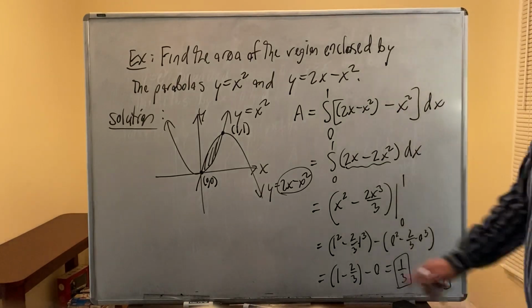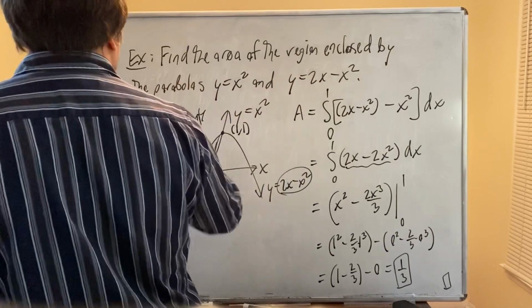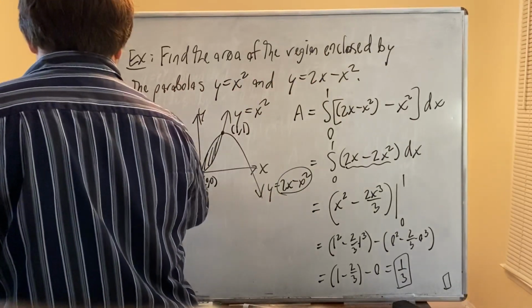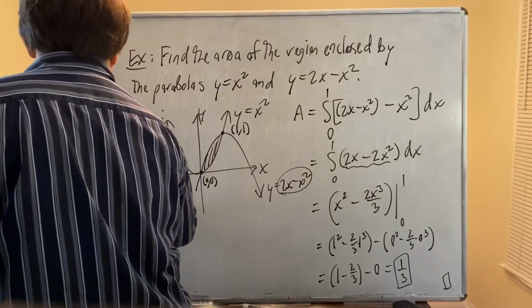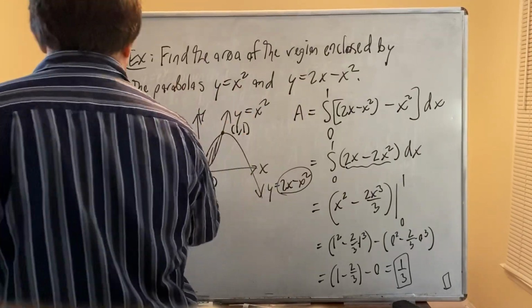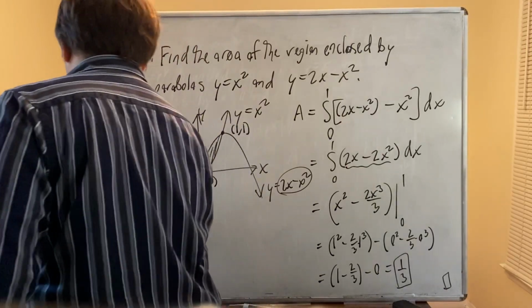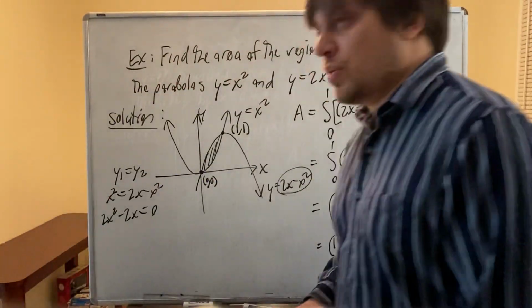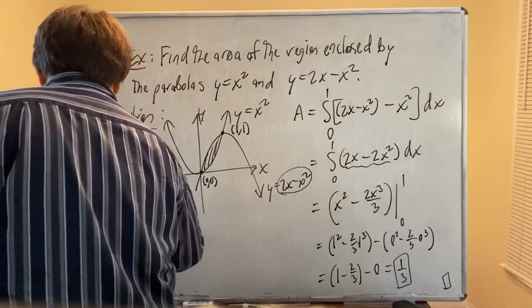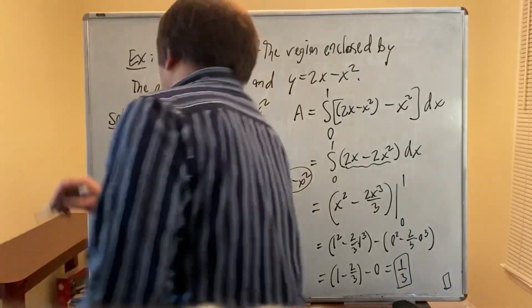If you're not sure where the intersection points are, you can set these two y's equal to each other. If you set y1 equal to y2, then you get x squared is equal to 2x minus x squared, and then you solve for x. If I add x squared to both sides, you get 2x squared, and then subtract the 2x. You get 2x squared minus 2x is 0. Factor out the greatest common factor, which is 2x. So 2x times x minus 1 is equal to 0.